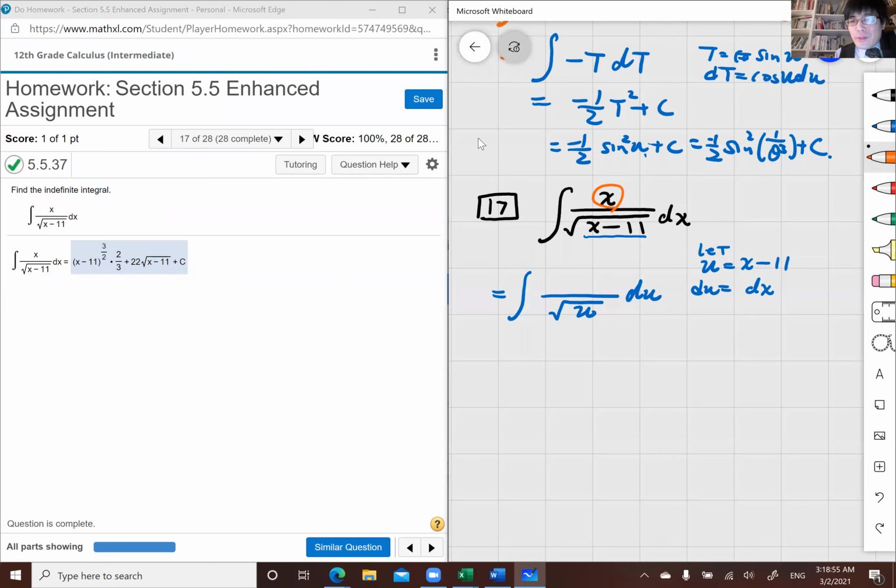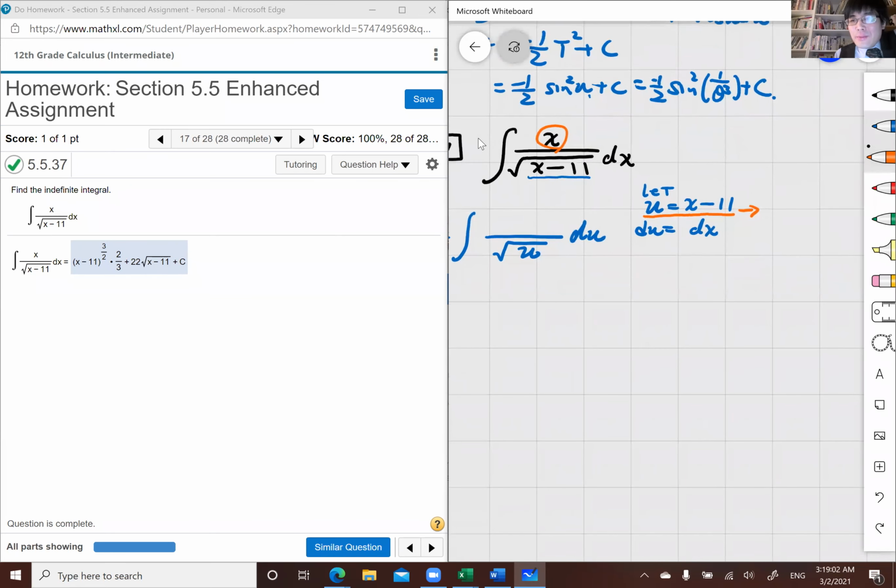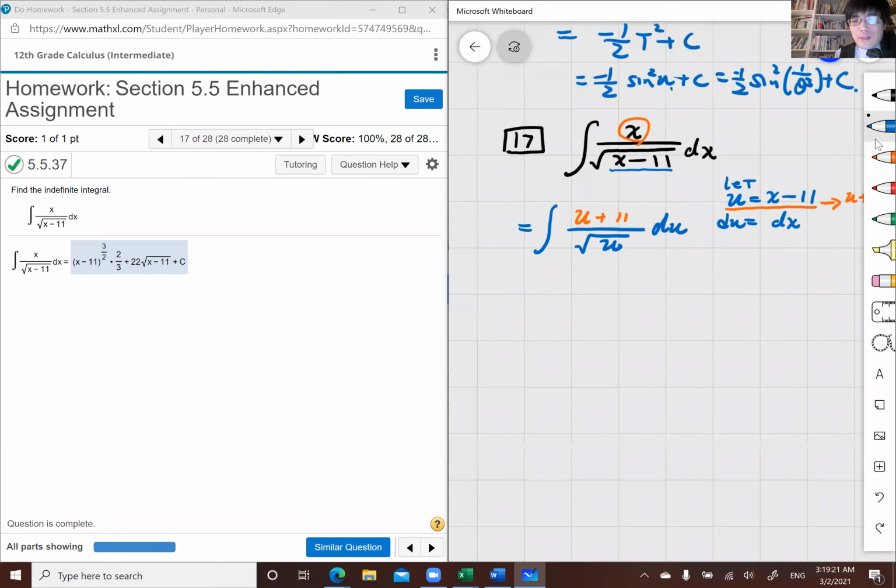When you substitute with a linear term, it is easy to solve for x. But if u is equal to x minus 11, then x can be written in terms of u like this. So x is actually u plus 11. Don't leave it as x. You want to change everything in terms of u. It's very important here. Now what's the difference between the first expression and the expression in terms of u?